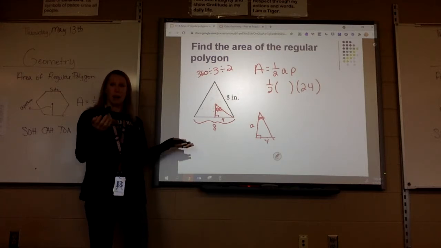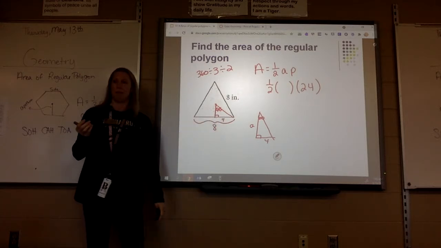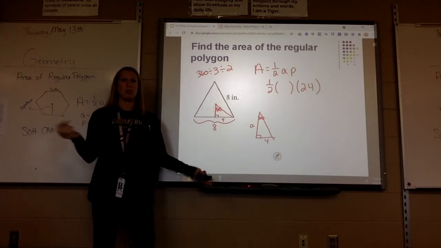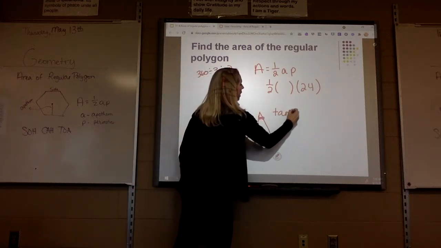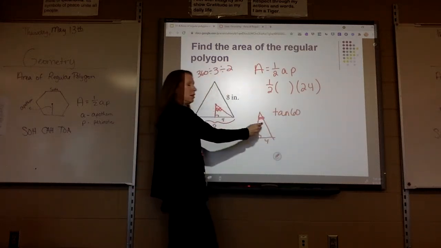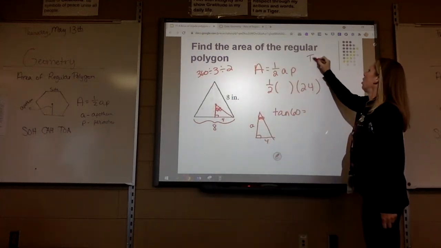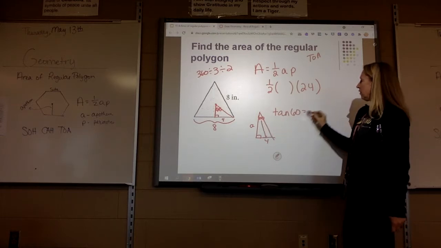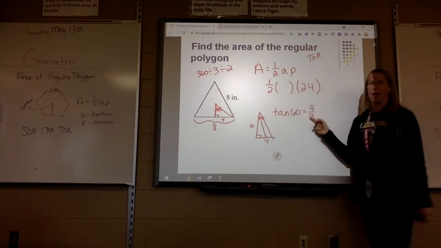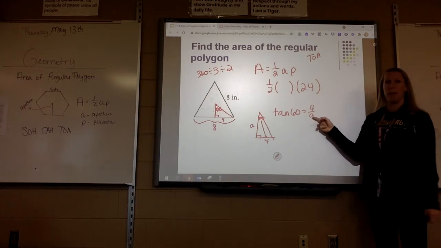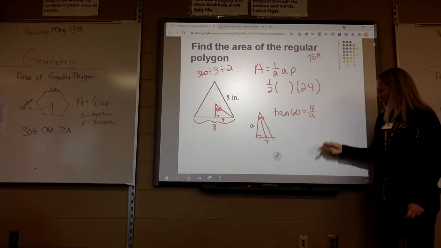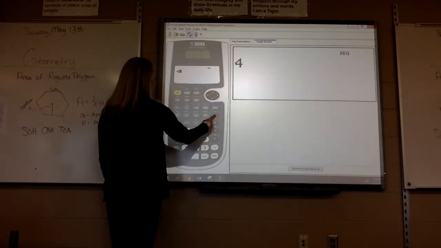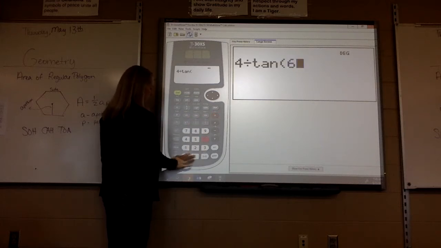So let's use trigonometry to find the apothem. There's no hypotenuse. Which one are we going to use? Tan. Tan 60. Use that angle. And tan is TOA, opposite over adjacent. What's opposite that angle? 4 over A, or X, whatever you want to call it. It's on bottom. What do we do? Divide. 4 divided by tan 60. So you type 4 divided by tan 60.